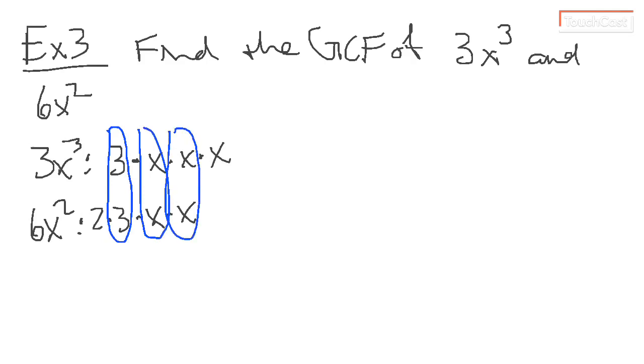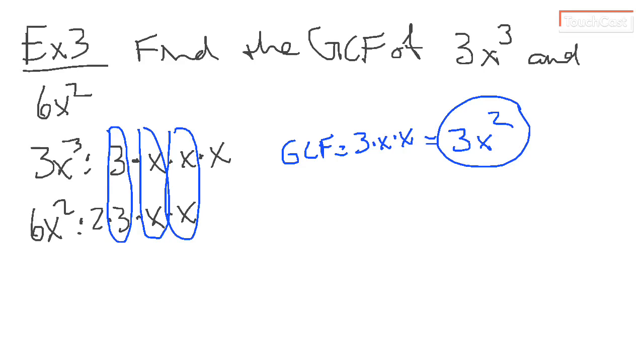So my greatest common factor will involve 3 times x times x. Well, x times x, that's x squared. So we can say our greatest common factor is 3x squared.